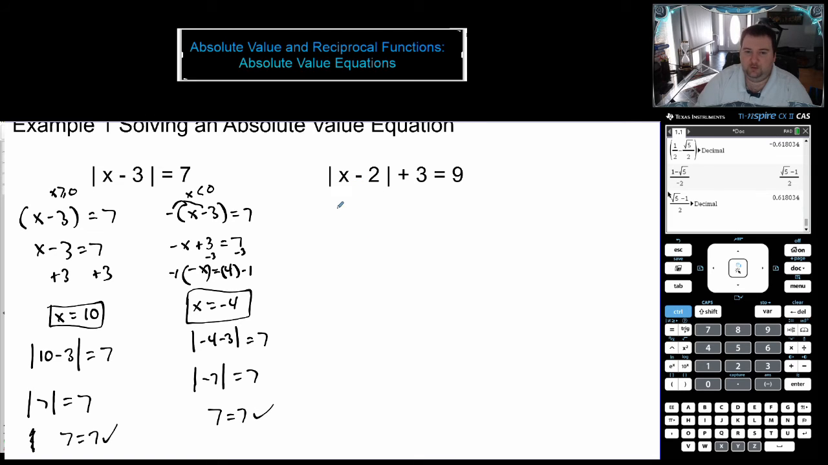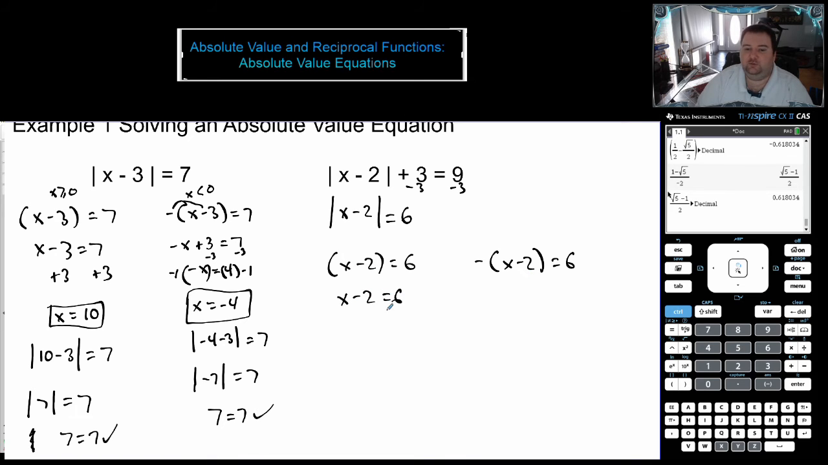Let's try this one. So the first thing we're going to do is isolate our absolute value expression, and we're always going to do that. So we're going to have to subtract 3 from both sides. So we have the absolute value of x minus 2 equals 9 minus 3, which is 6. Now we're going to do our two cases. So we have x minus 2 equals 6 and negative (x minus 2) equals 6. At this point, we can drop our parentheses on this one.